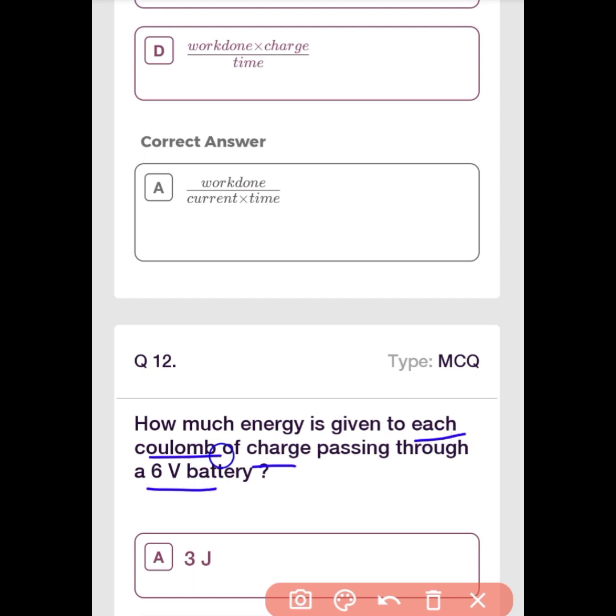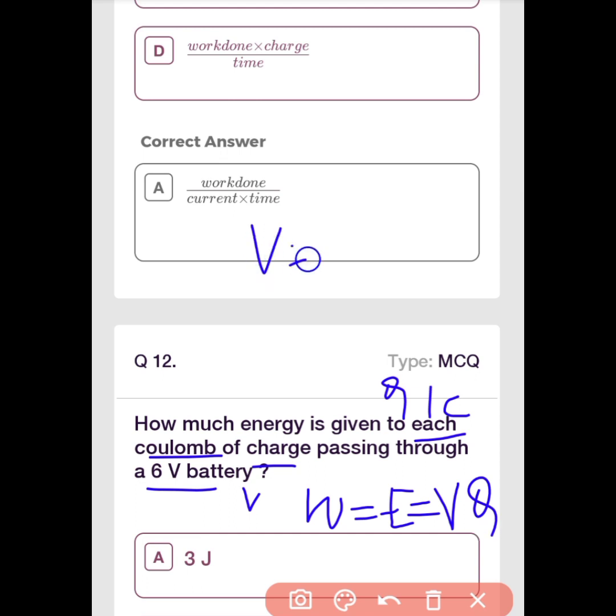Each coulomb of charge means it is 1 coulomb of charge passing through a 6 volt battery. So voltage is given, 6 volt. When Q and V are given, how to find work done? We know W and E are equal, right? So therefore we can write W is equal to V into Q. So when V is equal to W by Q, right? So W is equal to V into Q.